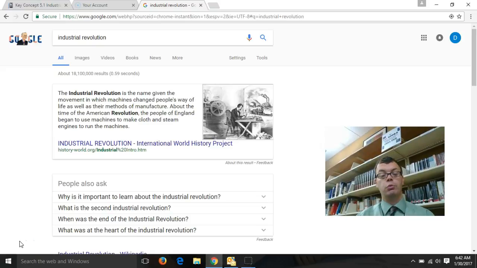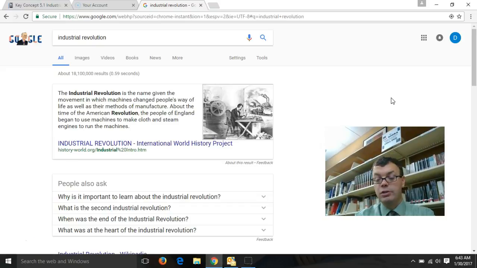Our first word is what our next two chapters are all about. It is the Industrial Revolution. And right here you can see a pretty good definition. I'll take some of that. The Industrial Revolution is the name given to the movement in which machines changed people's way of life as well as their methods of manufacture.